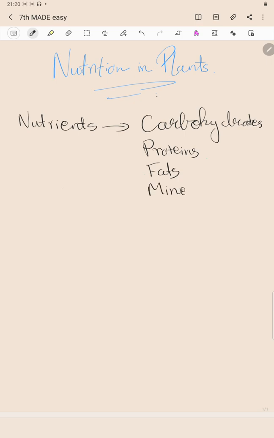These nutrients are substances that are required by the body. Okay, they include carbohydrates, proteins, fats, minerals and vitamins. So we know that all organisms require these nutrients. Animals also require nutrients, plants also require nutrients.